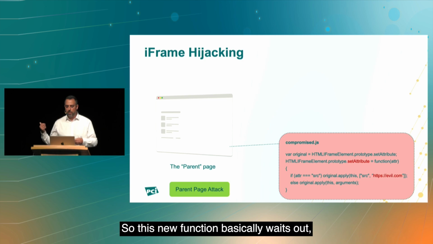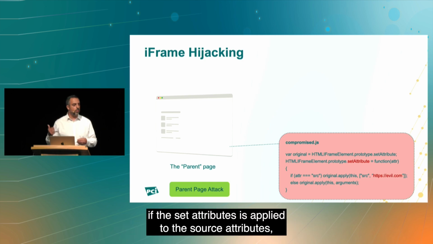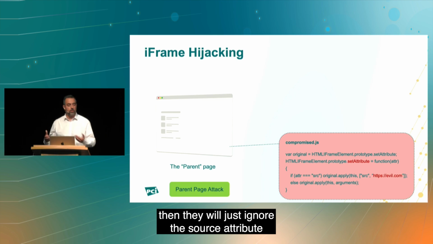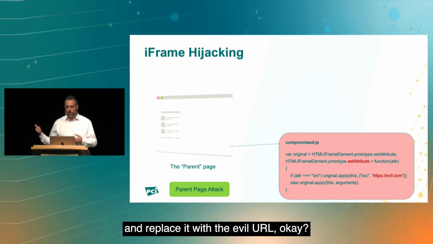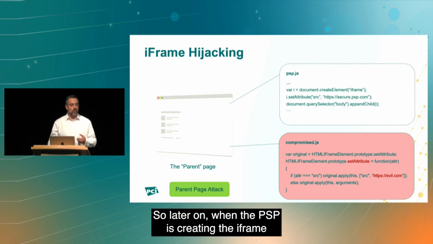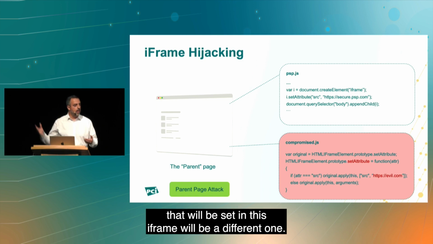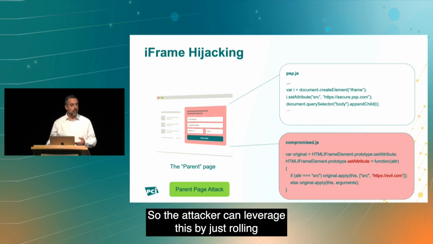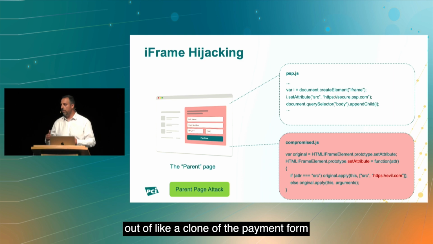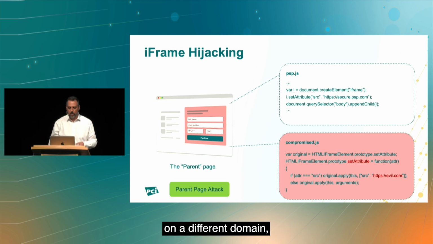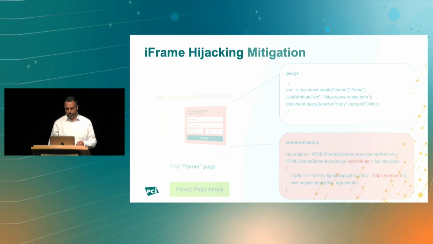So this new function basically waits out if setAttribute is applied to the src attribute, then they will just ignore the source attribute and replace it with the evil URL. Okay? So later on, when the PSP is creating the iFrame, the same way as before, the source attribute that will be set in this iFrame will be a different one. So the attacker can leverage this by just rolling out a clone of the payment form on a different domain. And this is applied to the parent page.